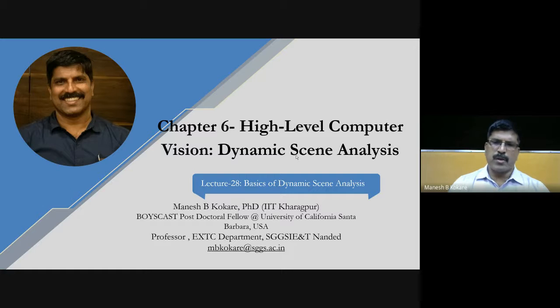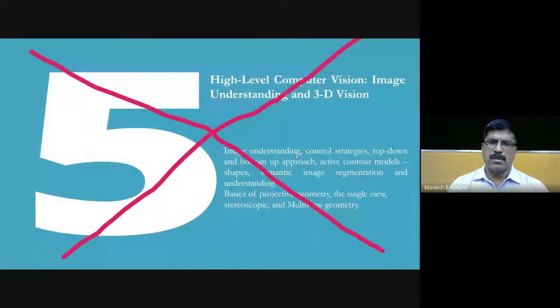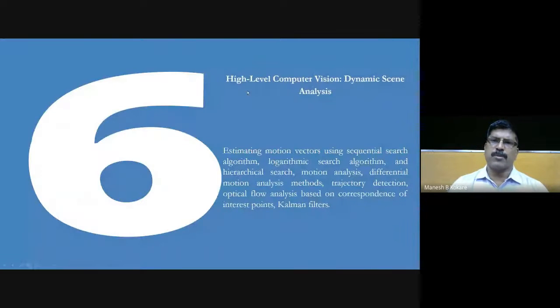So in today's lecture, we'll see the basics of dynamic scene analysis, and then in the next few lectures we'll study the different algorithms for finding the motion vectors, and then the algorithms for motion analysis and so on. This is the 5th chapter which we are not covering, that is high-level computer vision, image understanding, and 3D vision. And then this is the 6th chapter, high-level computer vision, dynamic scene analysis. So this is the last chapter.